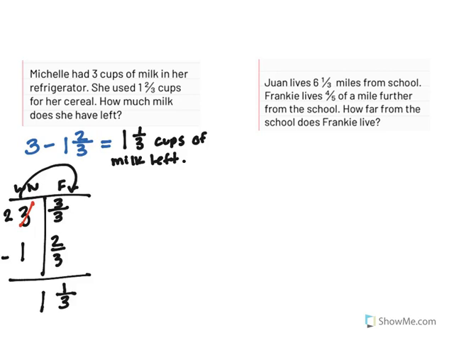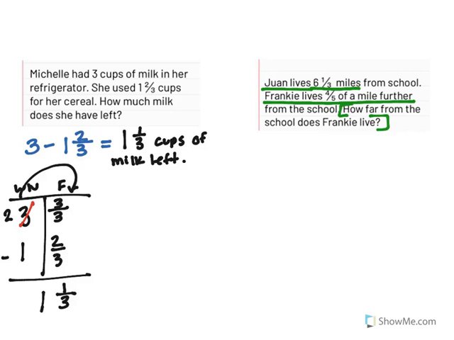Let's go ahead and take a look at the second problem. We're going to read and annotate, and then we'll make a key. Juan lives 6 1/3 miles from school. Frankie lives 4/5 of a mile further from the school. How far from the school does Frankie live?